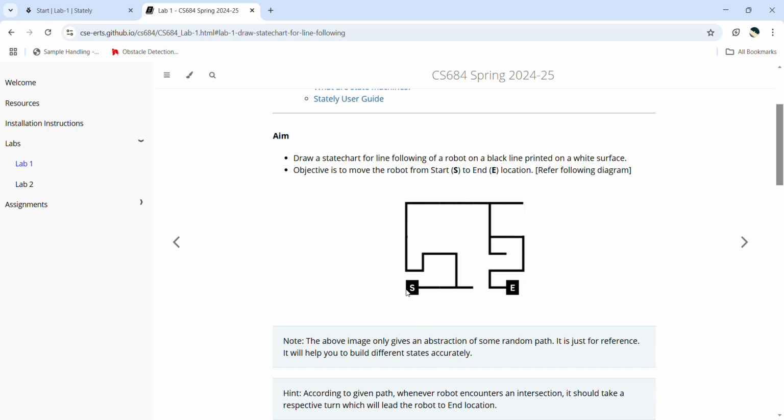So right now we are at start. For the init state, we have forced the robot to go forward in the forward state. So we are going in the forward direction until we reach this left section.